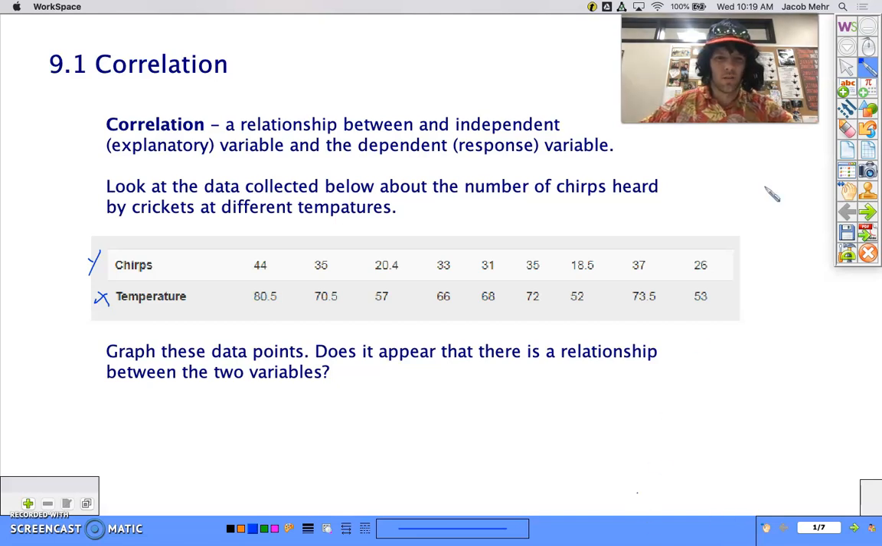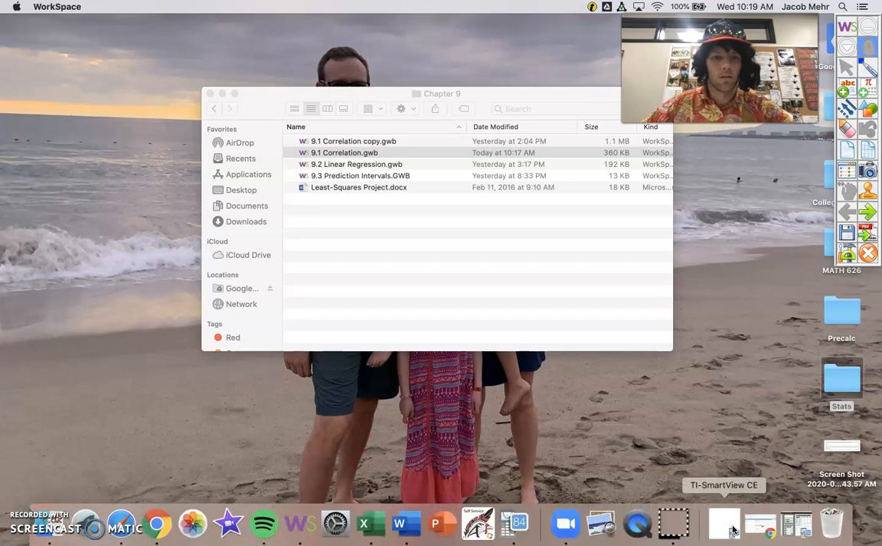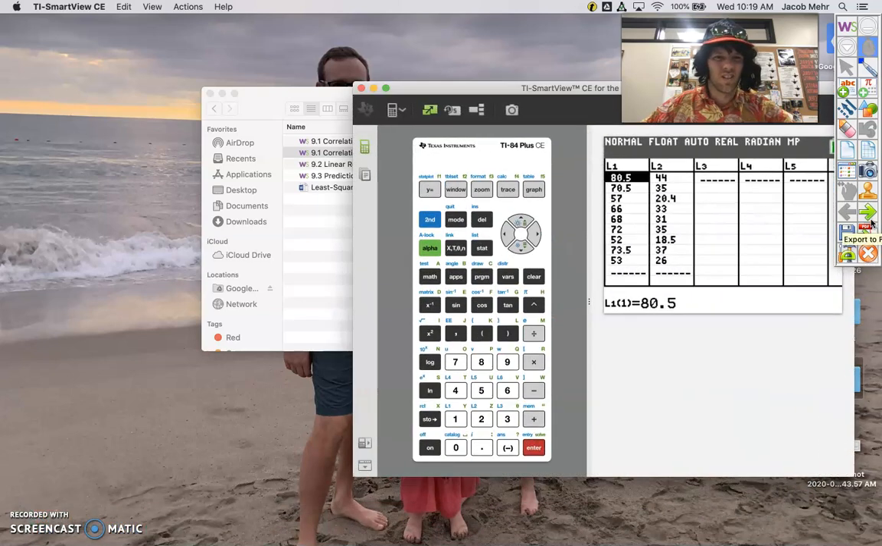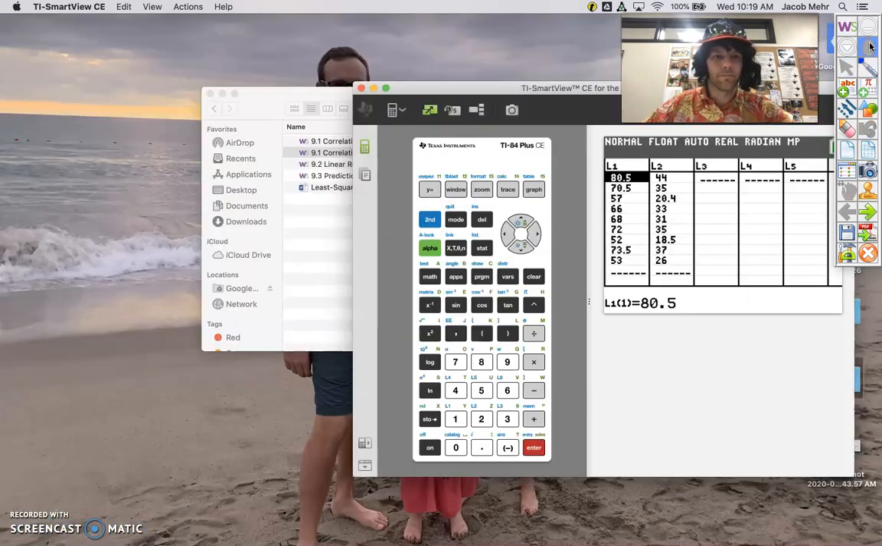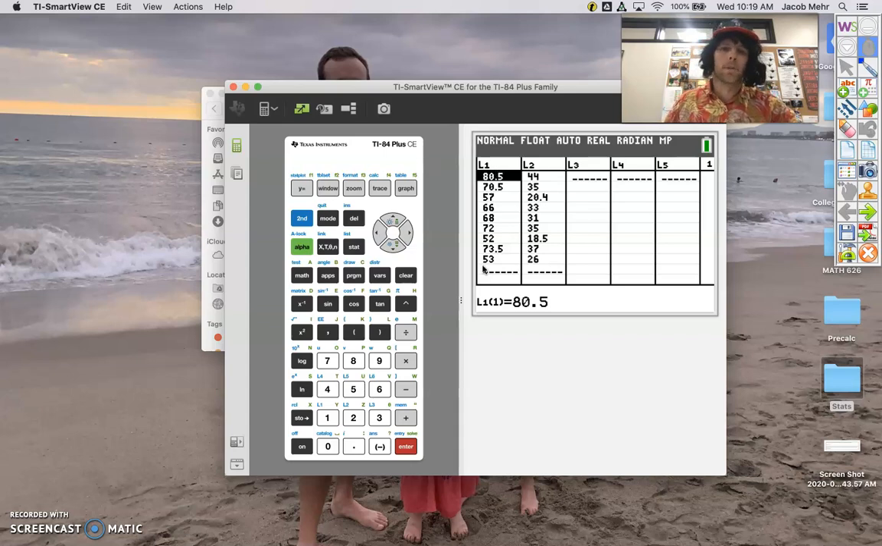I put my temperature into list 1, and I put my number of chirps into list 2. And now what we'll do is graph these and make a scatter plot.